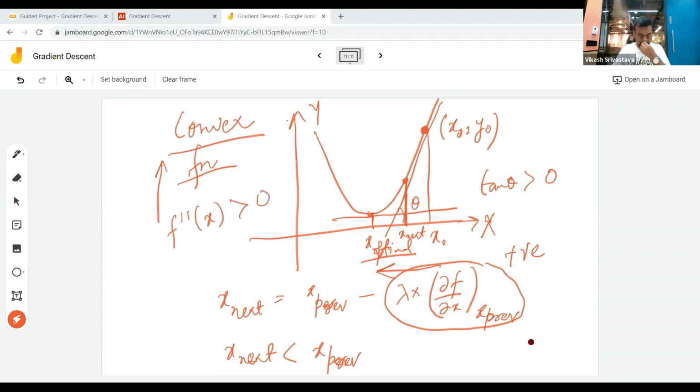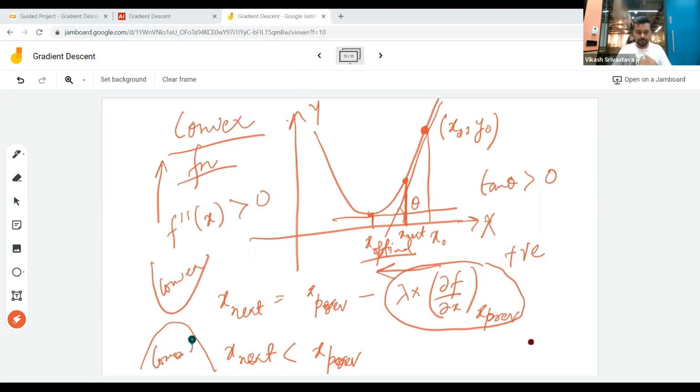So this is applicable only for convex functions, and in most machine learning algorithms we'll be optimizing convex functions only, right? Convex functions look similar to this, and if you're talking about a concave function, it looks something like this. So this is convex and this is concave.